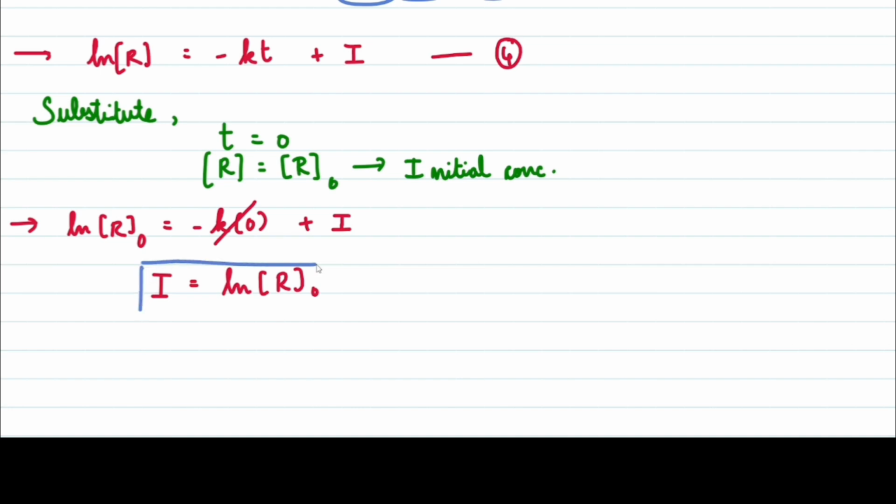What we are going to do is substitute this I value in equation 4. So what will we get then?